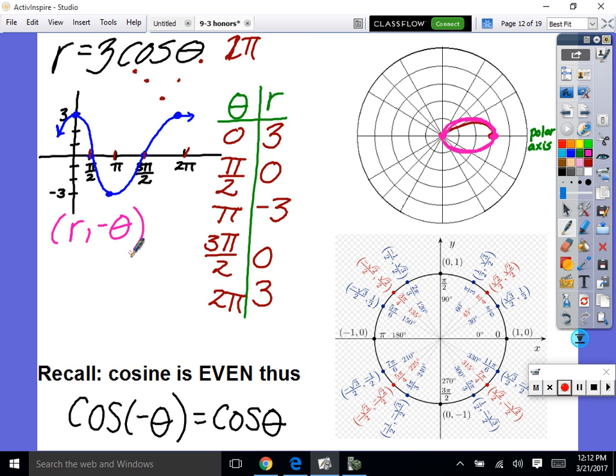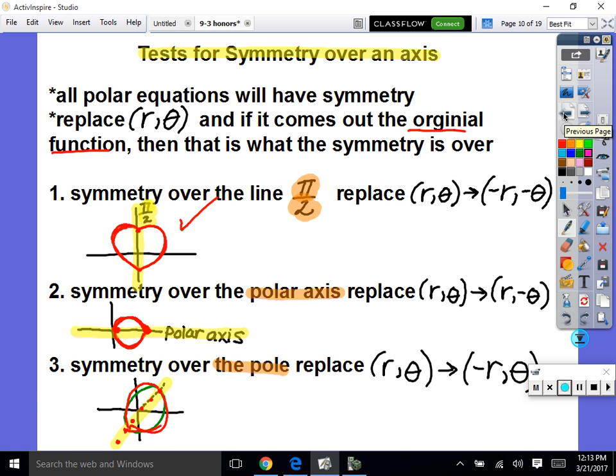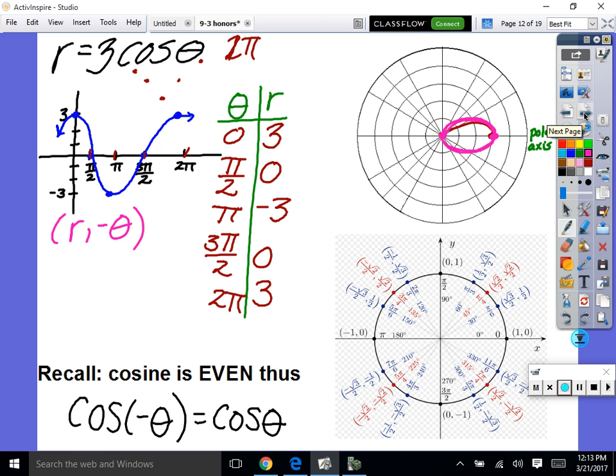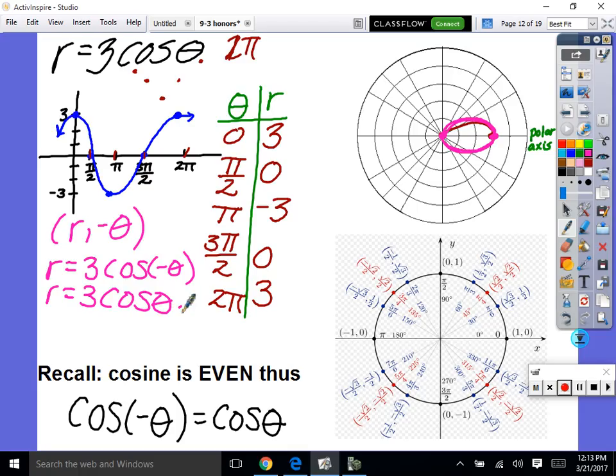Look back at your notes. I don't have that memorized. So it's symmetric over the polar axis if we plug in -theta and get the same thing. So let's do that. We have r is equal to 3 cosine of -theta. Now simplify it. Cosine of -theta is the same thing as cosine of theta, right? Because cosine's even, remember that? So we get the same thing.